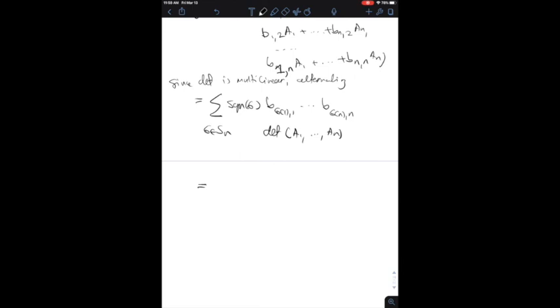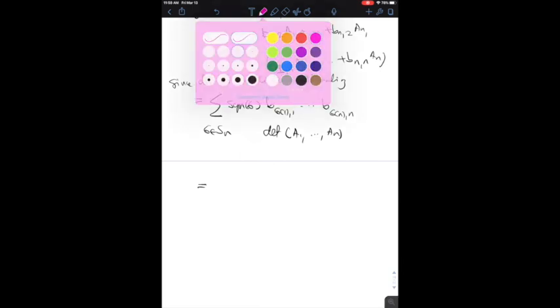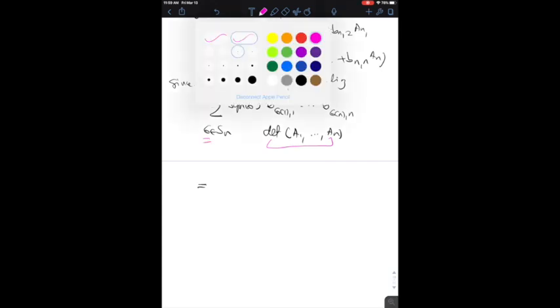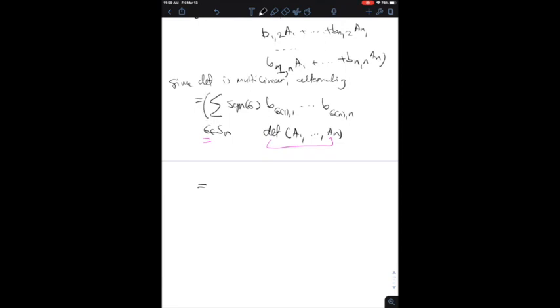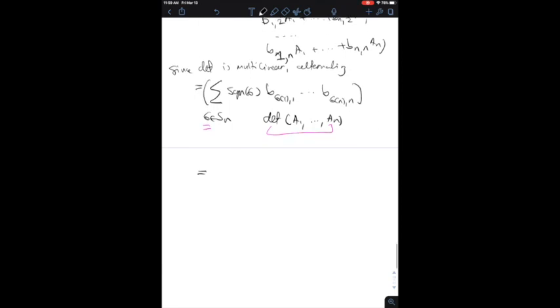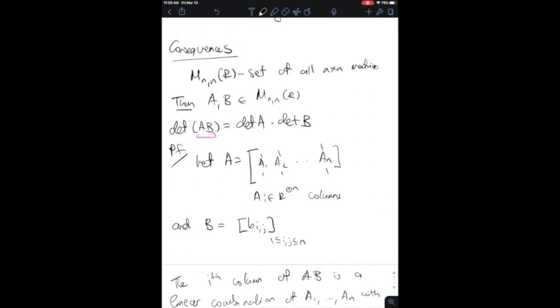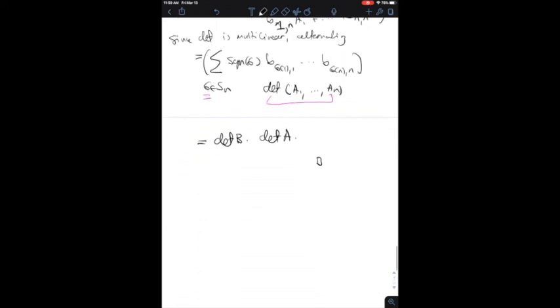Okay, so this term here does not depend upon sigma, so we can pull it out. So this is the sum like this. And then this first term is the determinant of B. So that gives you the famous property of a determinant, that the determinant of a product is the product of determinants. And this is probably the most important property of a determinant, the thing which makes it so useful. So let's end today's lecture.